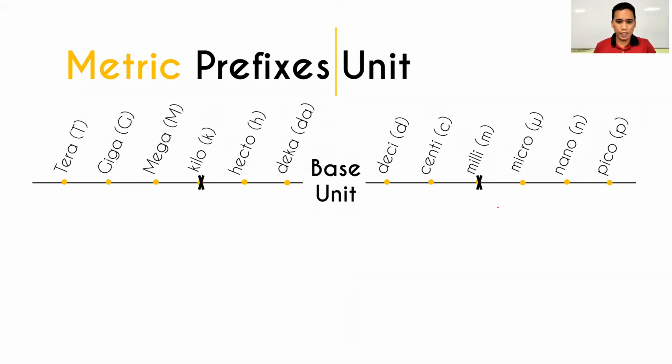Okay, so as I have mentioned earlier, every prefix has an equivalent scientific notation, or an equivalent exponent. For example, tera is equal to 10 to the power of 12, and milli is 10 to the power of -3. So to apply the following prefixes, make sure that you know how to convert decimal to scientific notation.